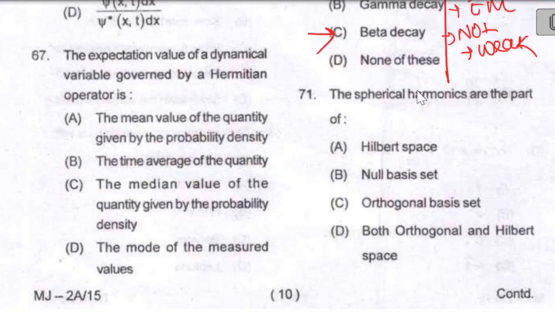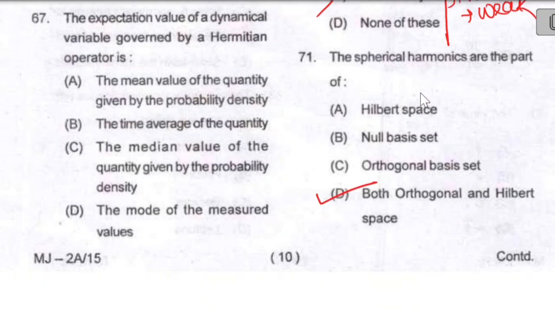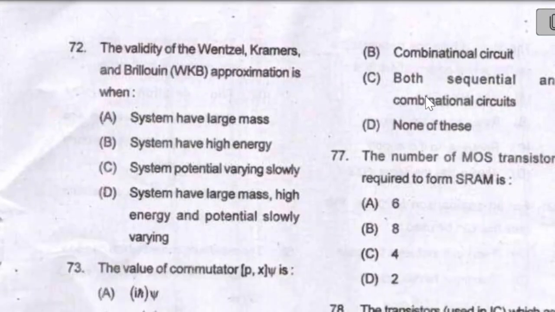Next, 71. The spherical harmonics are the part of both orthogonal and Hilbert's. So D is your correct option. Next, 72. The validity of WKB approximation is when the system potential is varying slowly. Okay, so C is your correct option.